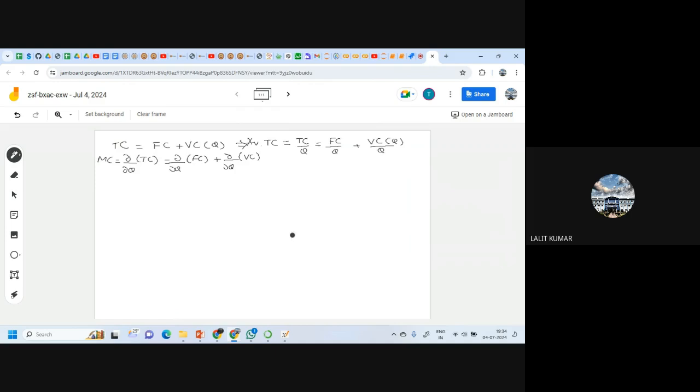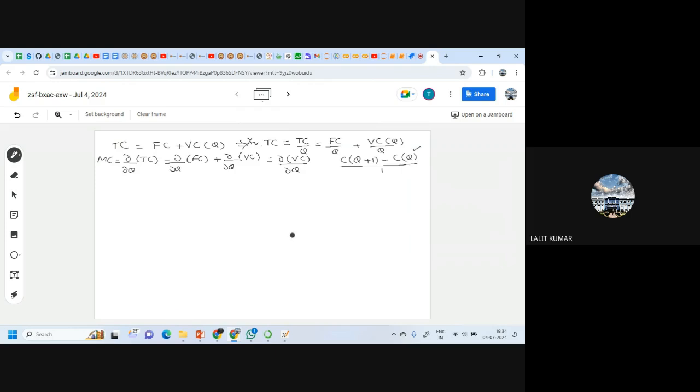This becomes zero because FC is a constant. So it is essentially dou of variable cost by dou Q. It means if I am making one more item, it is cost of Q plus 1 minus cost of Q, divided by 1. So this is basically the marginal cost.